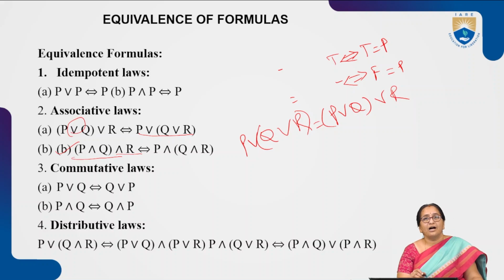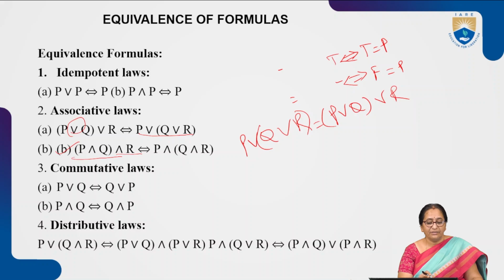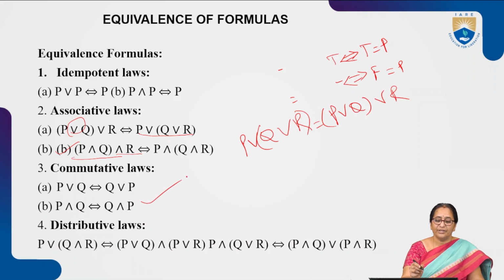The next one is the commutative laws. Here we have two propositions P and Q. P or Q is equivalent to Q or P. Similarly, P and Q is equivalent to Q and P. This is called the commutative law.